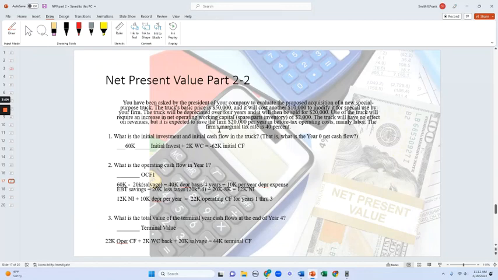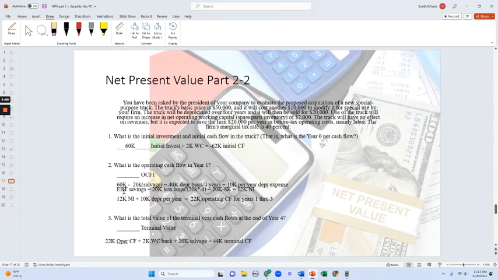So what is the initial investment? Well, we put the 50 plus the 10 into the truck. That was 60,000. And then we had our 2,000 working capital. So it's 62,000 out of pocket right off the bat. And then what is the operating cash flow?